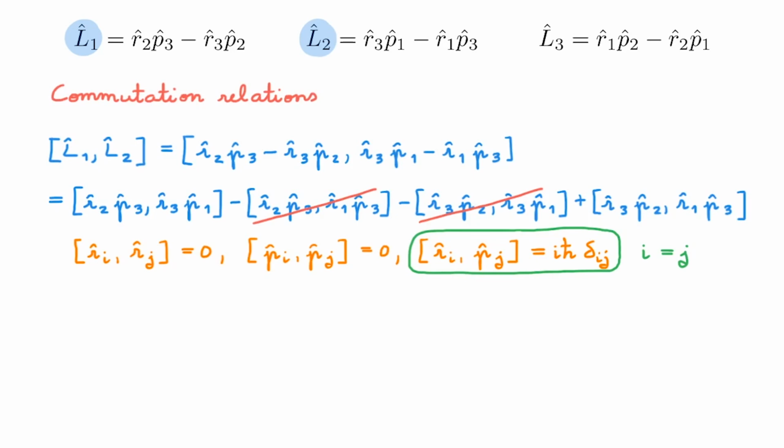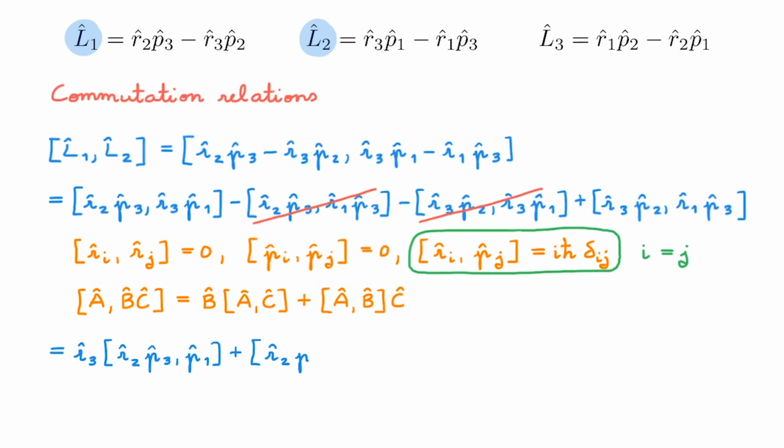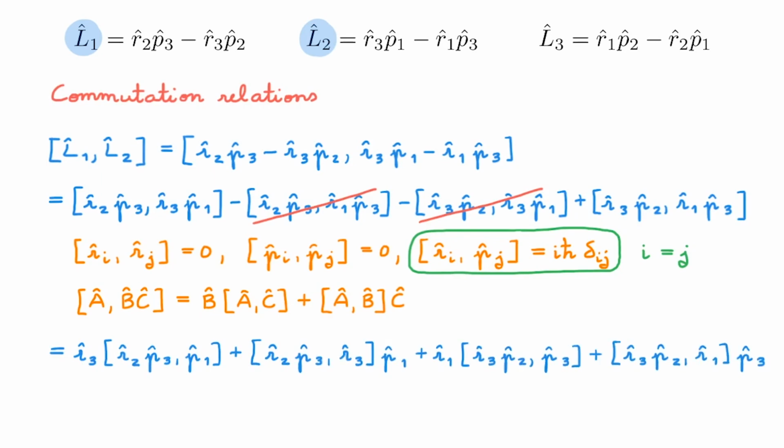Another useful result to remember now is that the commutator of A with a product of 2 operators BC is equal to B times the commutator of A with C plus the commutator of A with B times C. Using this result, we can expand the 2 surviving terms to get these 4 new terms. Again, feel free to pause the video here for a moment to double check this step.